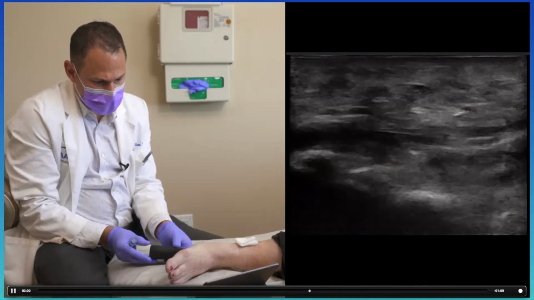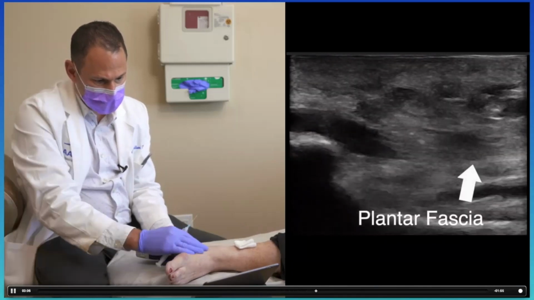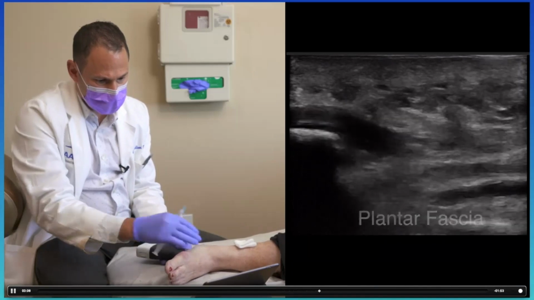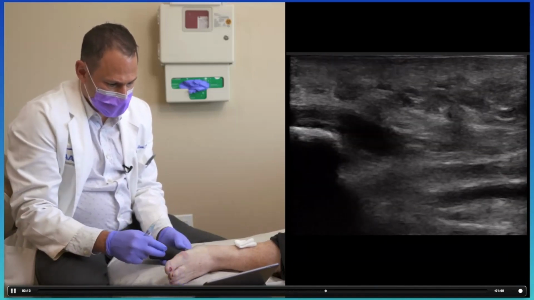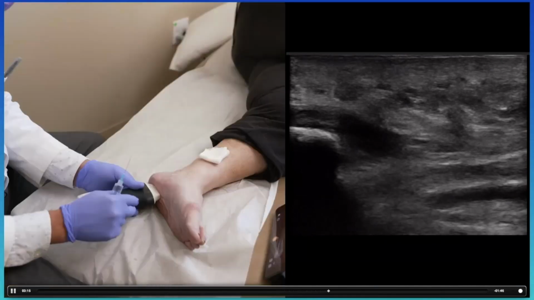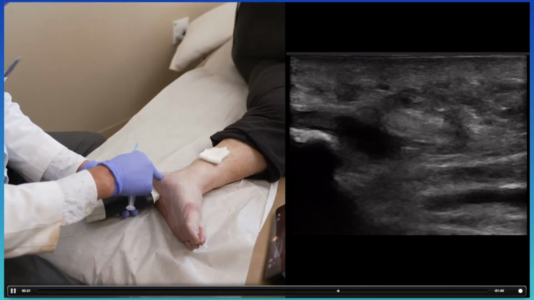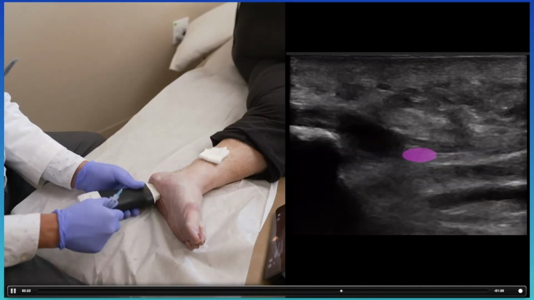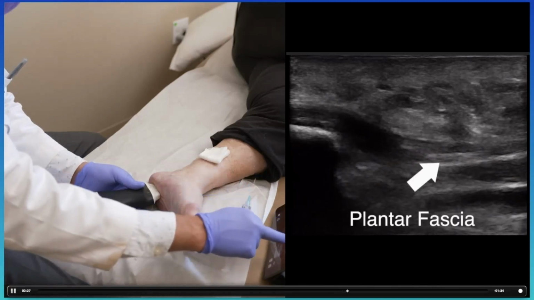I'm going to turn my probe transverse. And my point is anterior to the calcaneus. That's where I enter my needle, aiming towards the center of her foot. The plantar fascia is this layer right here.